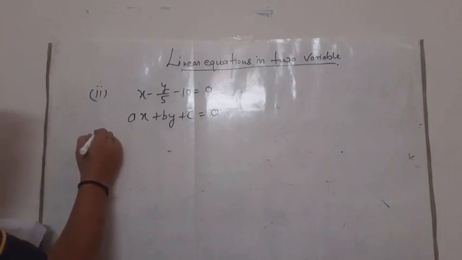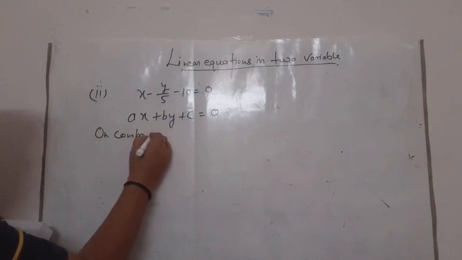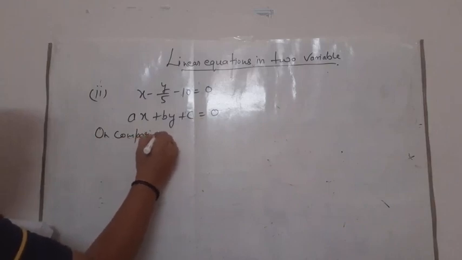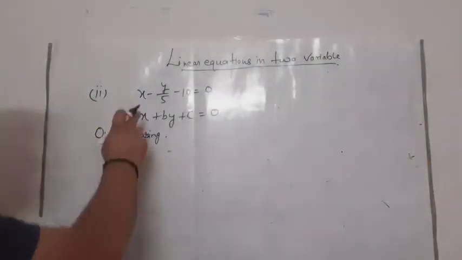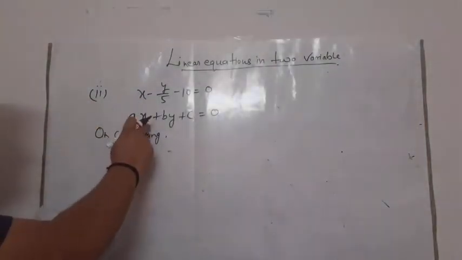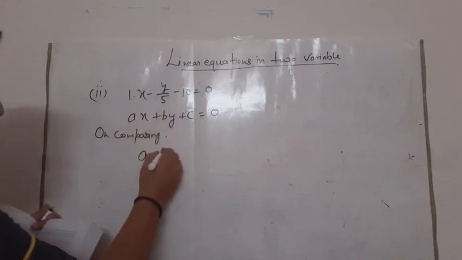Again, now comparing, what will we get? What is in the place of a? Here the value x is here only, x is also there. It means this will be 1. So a is equal to 1.